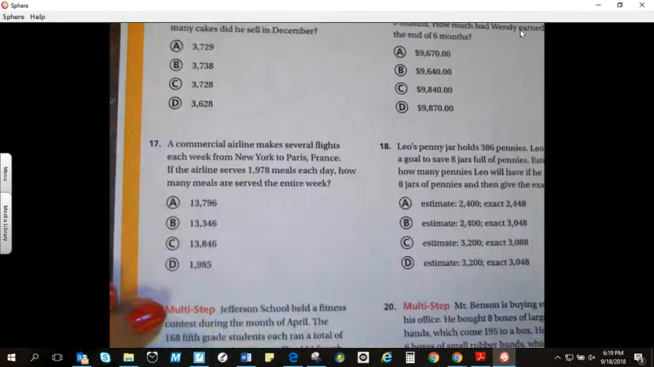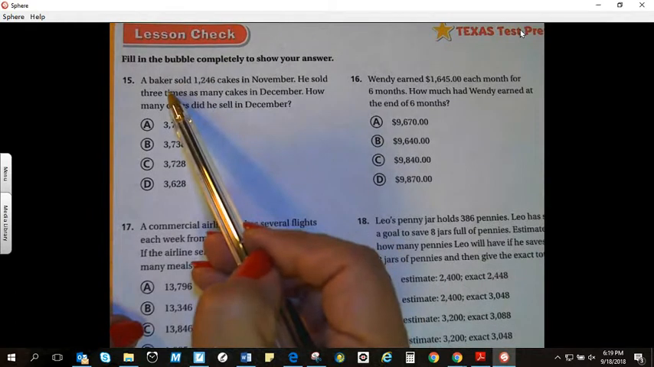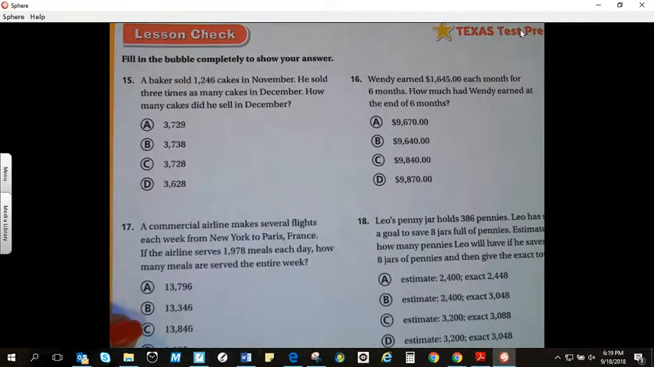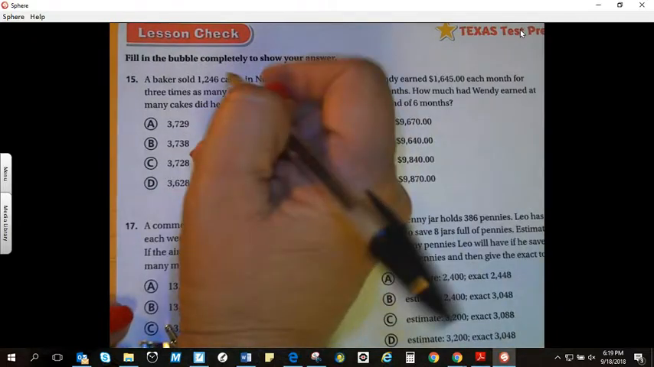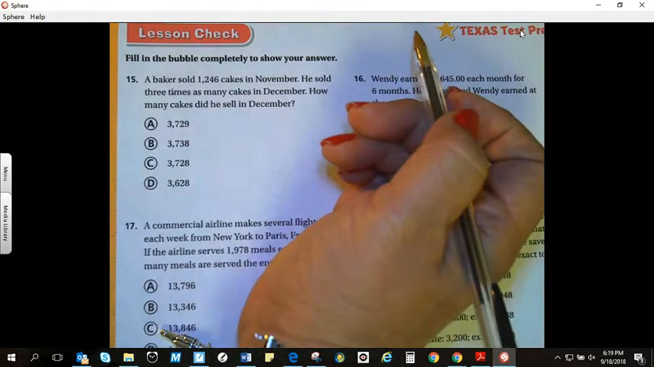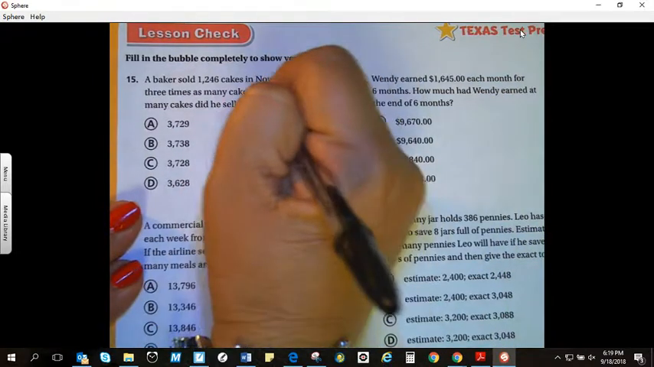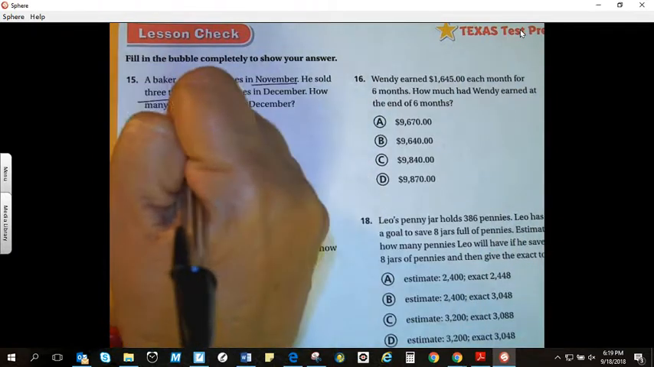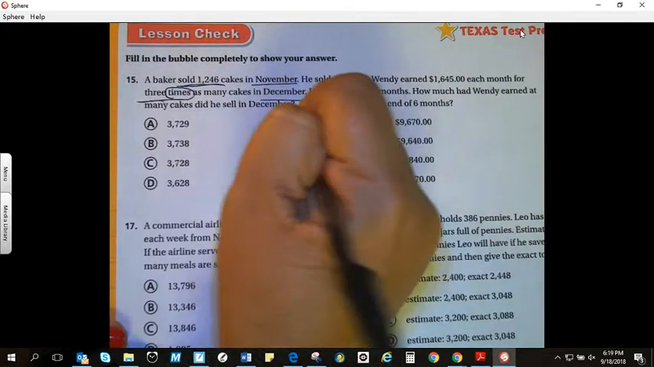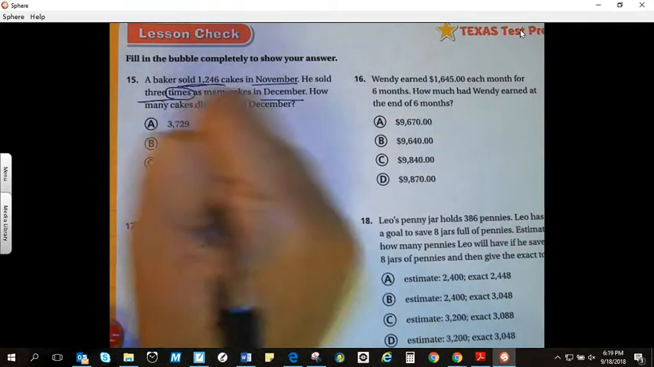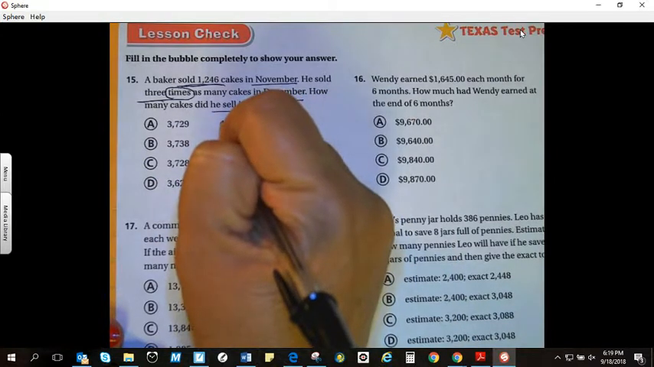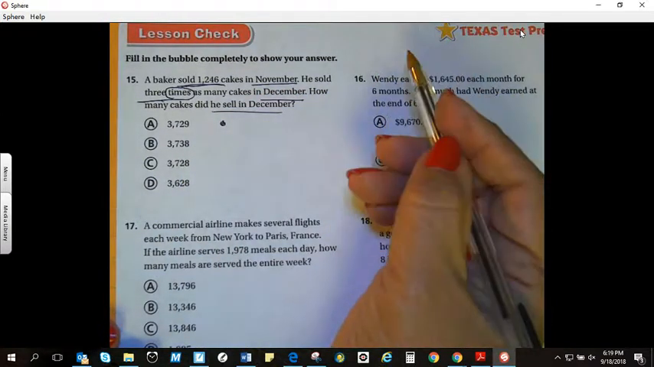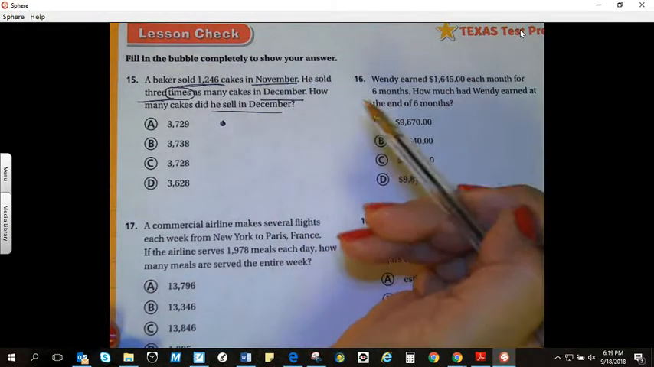Number 15. A baker sold 1,246 cakes in November. He sold 3 times as many cakes in December. So how many cakes did he sell in December? What do I know? In November, this is how much he sold. When it came to December, he sold 3 times as much. It wants to find out how many he sold in December. So I'm going to bullet my important information. And you see how I've underlined? Make sure that you have done so.